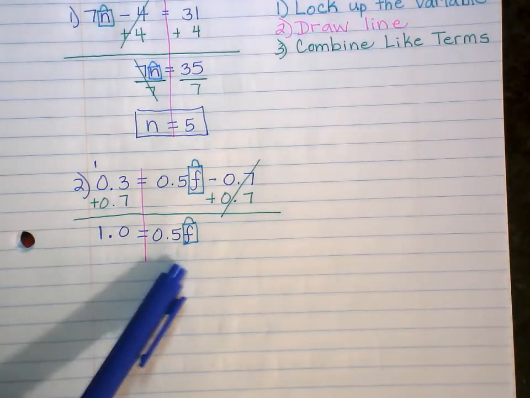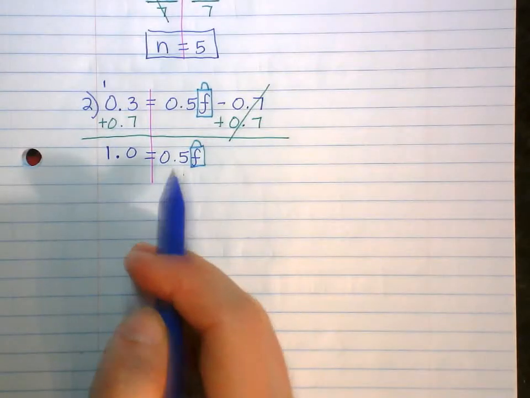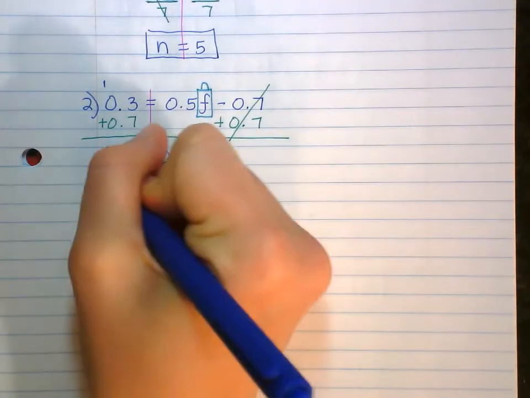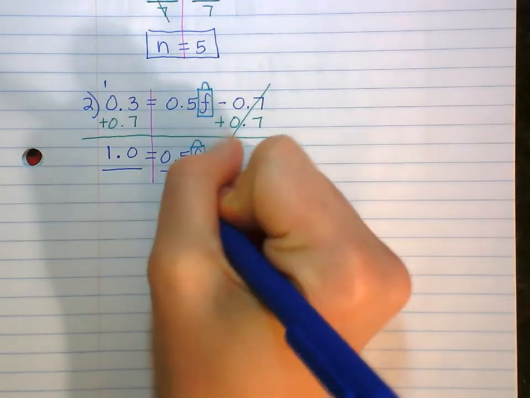So how are we going to get that f by itself? Well, right now it's being multiplied, so you have to undo it with division. Divide both sides by the coefficient. Divide by 0.5.